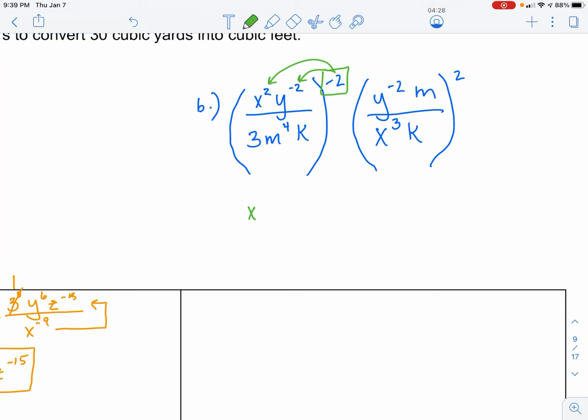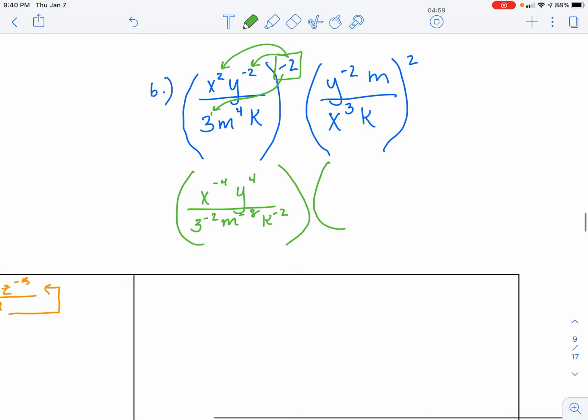So we would have x to the negative 4th power times y to the 4th power over, remember, we're just going to multiply. Now remember, there's an exponent of 1 on that 3. So you need to make sure that you multiply, because the 3 is a term that's inside the parentheses that needs to have the negative 2 multiplied with its exponent. So we would have 3 to the negative 2nd power, m to the negative 8th power, and k to the negative 2nd power.